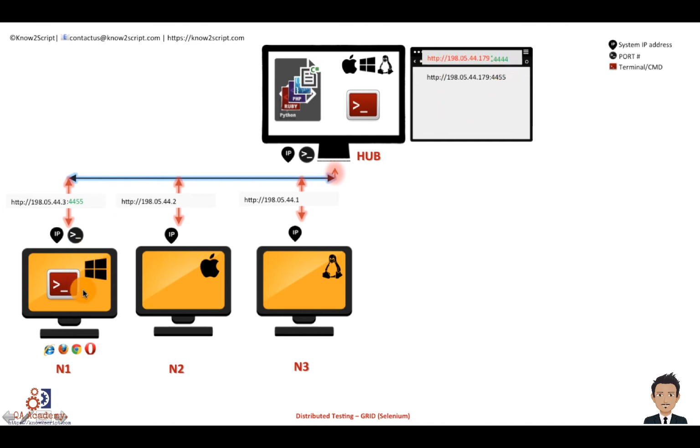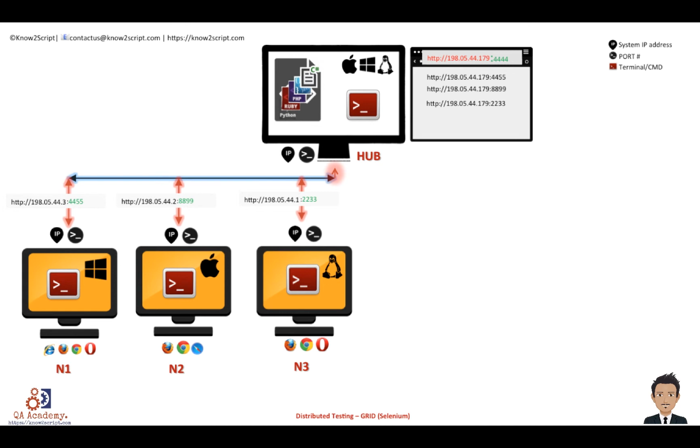Each and every node will be executing on a specific unique port number. Here I took an example as 4455. Let us assume that this node is running on port 4455 and this is the IP address of this node 1 system. Similarly, I created another node N2 with different browser configurations, and this node is also registered to the hub, and the port number on which it is running is 8899. Similarly, N3 is a node with proper browser configurations and it is registered with the hub.